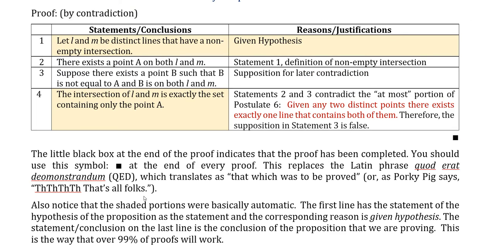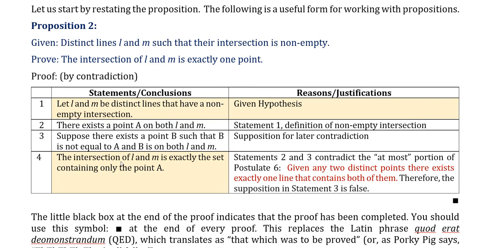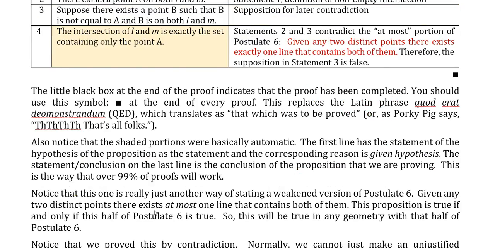So if you look back at this, this really only required postulate 6. Actually, it only required half of postulate 6. A weakened version of postulate 6 would say, given any two distinct points, there exists at most one line that contains both of them. And then the other half of postulate 6 says, given any two distinct points, there exists at least one line that contains both of them. As long as you've got postulate 6 or even a weakened version with the at most part only, then this proposition is true. So in a way, it's kind of a different way of rephrasing postulate 6.